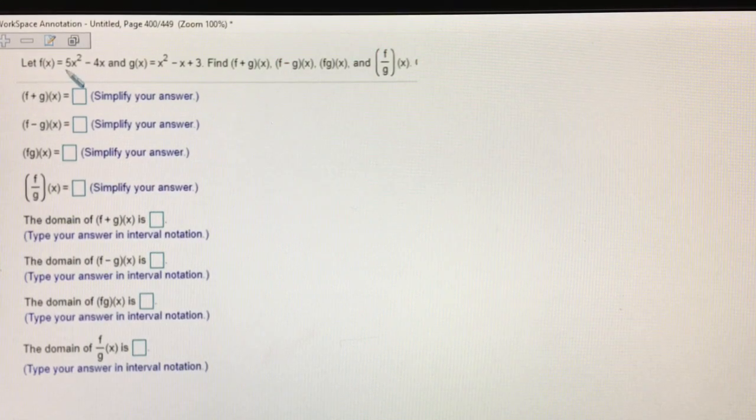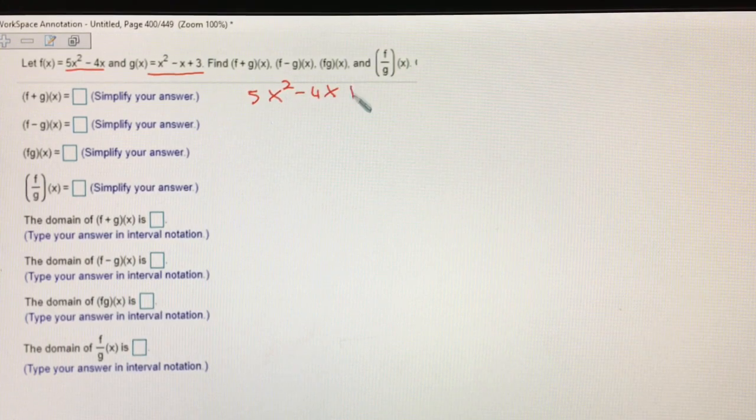They want me to add them, so I'm going to add 5x² minus 4x and x² minus x plus 3. I'm just going to string it out, 5x² minus 4x plus x² minus x plus 3, and I'm going to combine like terms. So 5x² plus 1x² is going to equal 6x².